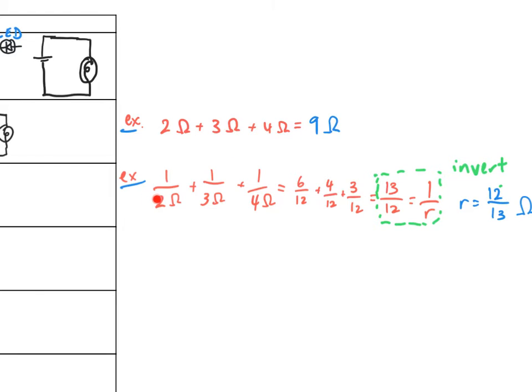If those same bulbs were in parallel, then I would put them on the bottom of the equation in the denominator each time.